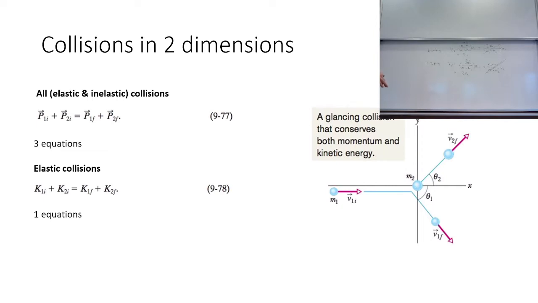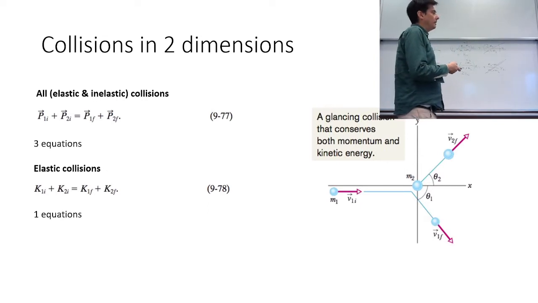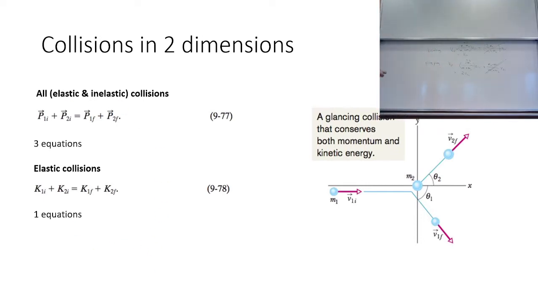Now, depending on whether it's elastic or inelastic, there will also be a kinetic energy conservation equation that looks like this. But that's a scalar equation, so there's actually only one more equation. So you will have either 4 equations or 3 equations, depending on whether it's elastic or inelastic.